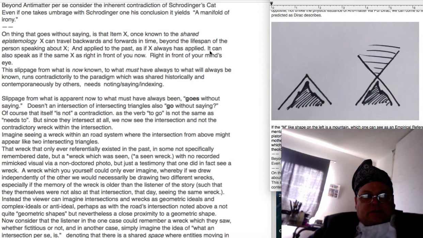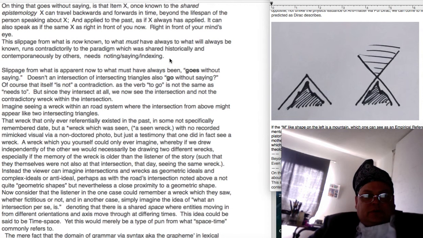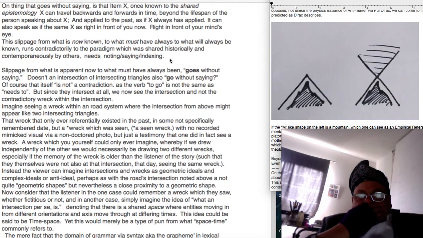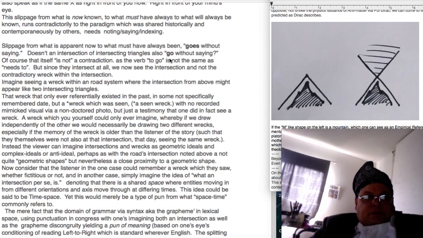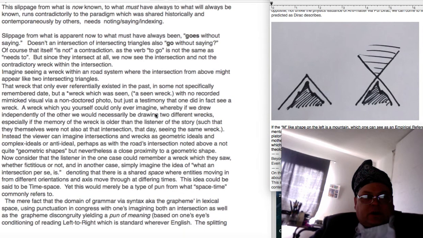It can also speak as if the same stellated X is right in front of you now, in front of your mind's eye. This slippage from what is now known to what must have always, to what will always be known, runs contradictorily to the paradigm which was shared historically and contemporaneously by others. Needs noting and saying, indexing. Slippage from what is apparent now to what must have always been goes without saying.